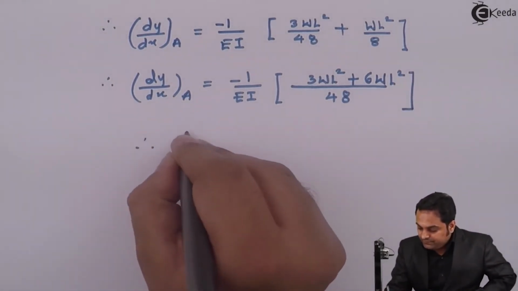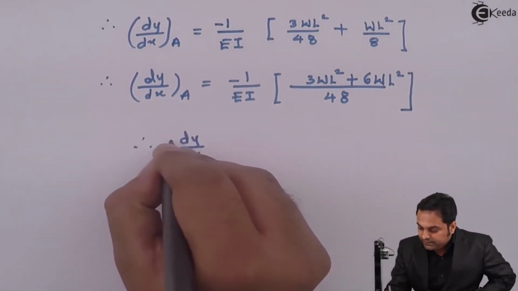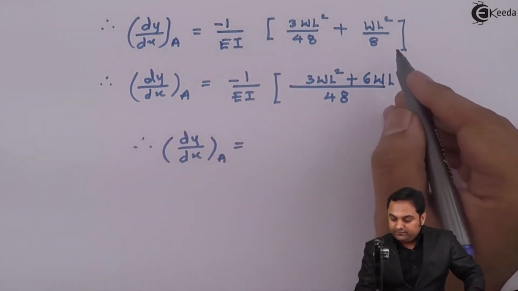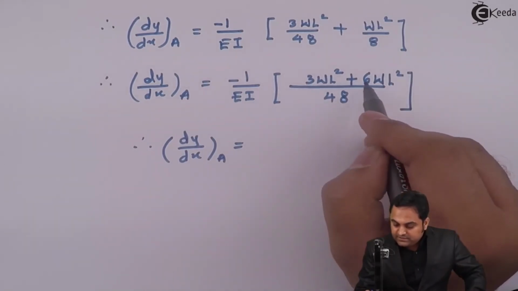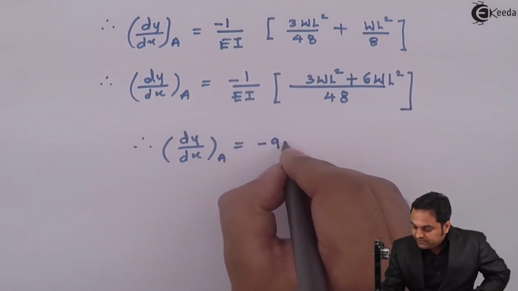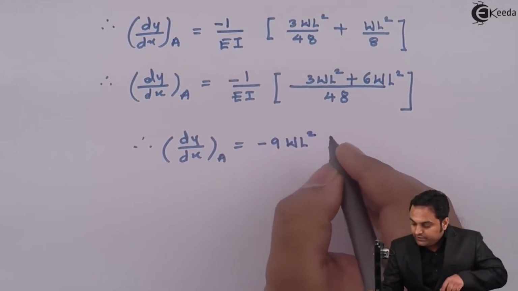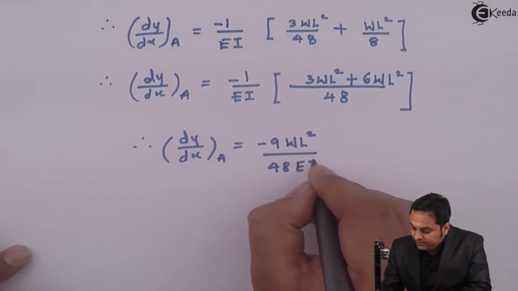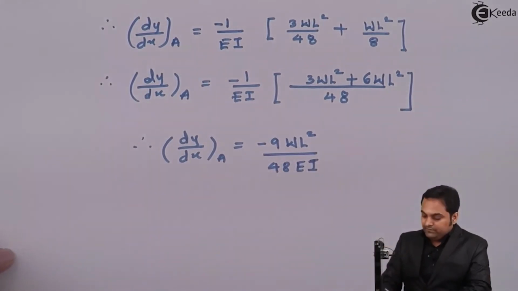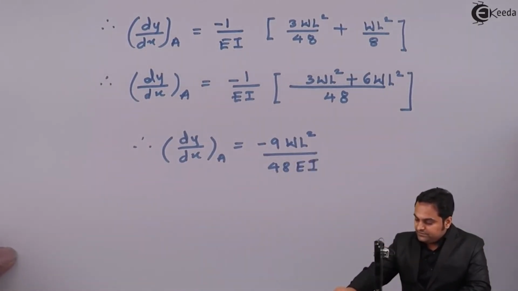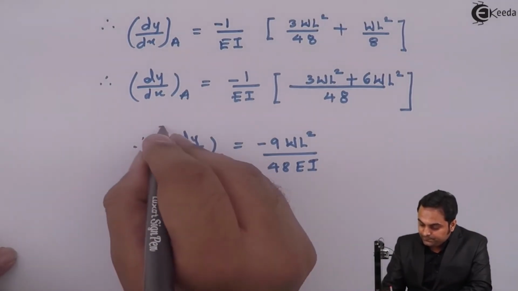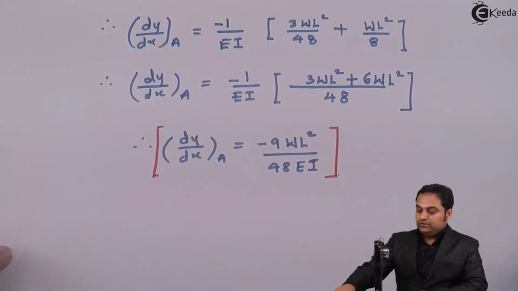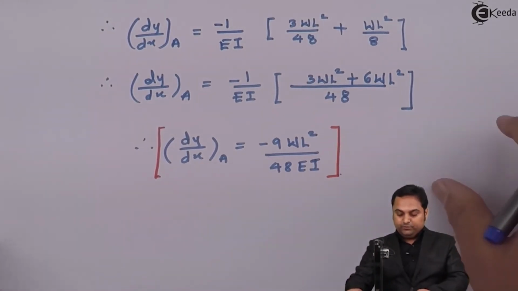So therefore dy by dx at A will be equal to, here we have 3 plus 6, that gives us 9, so minus 9wl square upon 48 EI. So this is the value of slope at point A. Now similarly we can calculate the slope at point B.